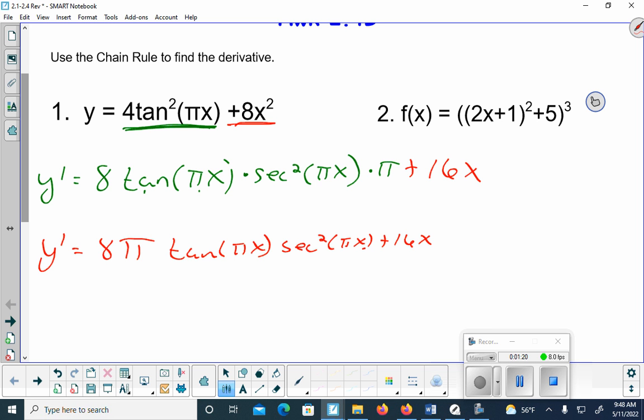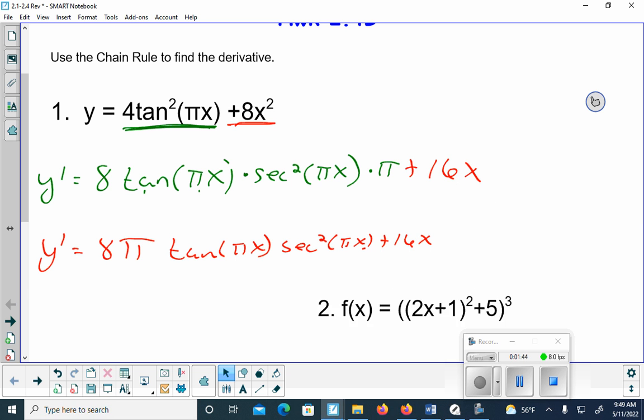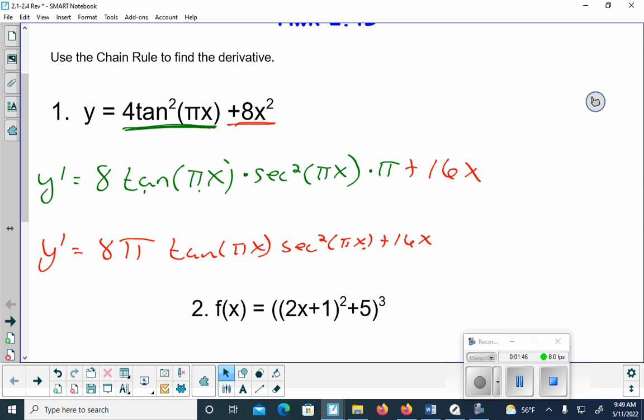If you factored out an 8 from those two terms, that's fine. If you didn't factor out the 8, that's okay. Good? You could, you don't have to, but you could make the sine of pi x over cosine cubed pi x, but you don't have to. Not in this class. Yes.